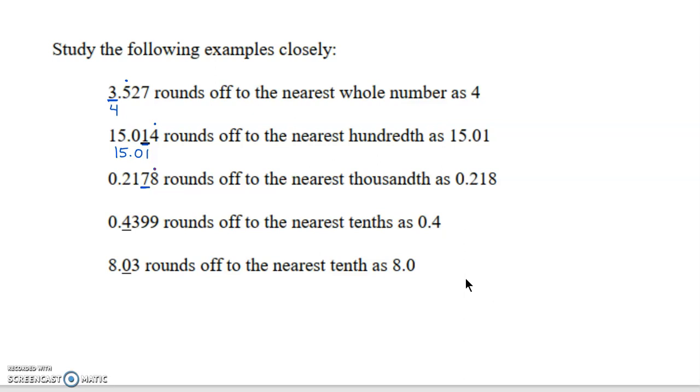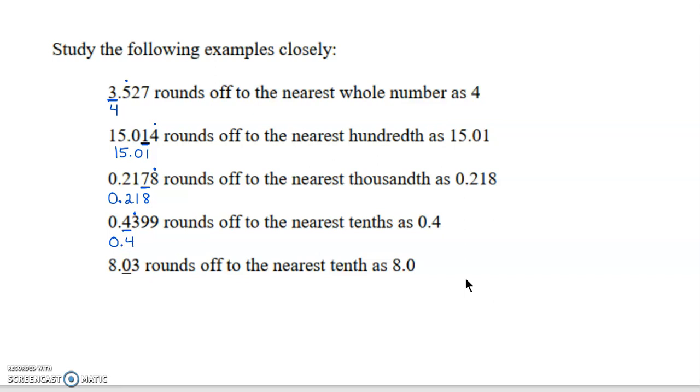The 8 is where we look. The 8 will push the 7 up, so we'll have 0.218, and we drop off the 8 that was deciding. So we have 218 thousandths. For the next one, we're rounding to the tenths place. So we look at the 3. The 3 will not change the 4. So we will have 0.4, which is 4 tenths.